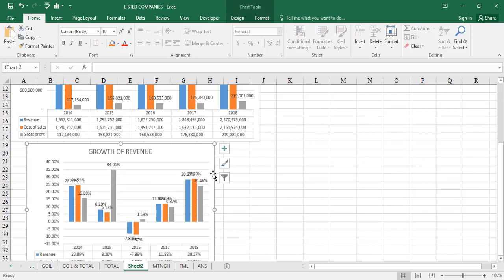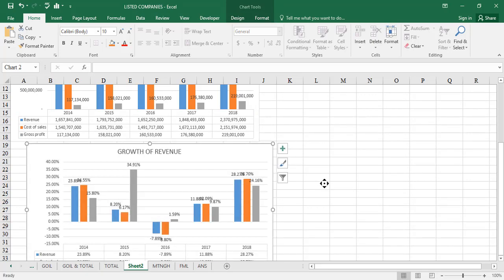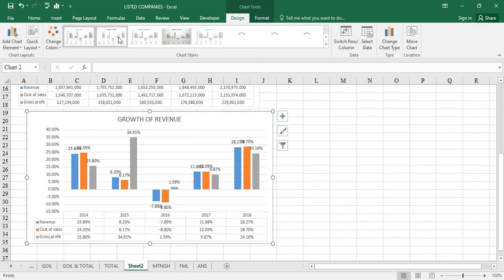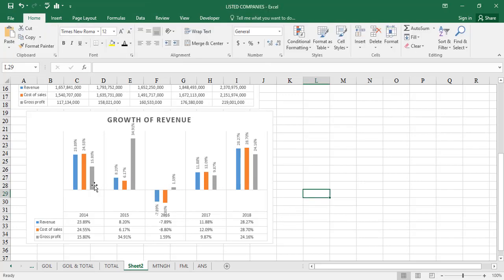Okay, so this chart is also clumsy, so we change the design. Let's go for this. Okay, so this has been the revenue growth rates of Total Ghana from 2014 through to 2018. So for the revenue in 2014, realize that it increased by 23.89%, with the least being 2016, where revenue declined rather than growing, by 7.89%. Okay, and in 2017 and 2018, revenue increased by 11.88% and 28.27% respectively.